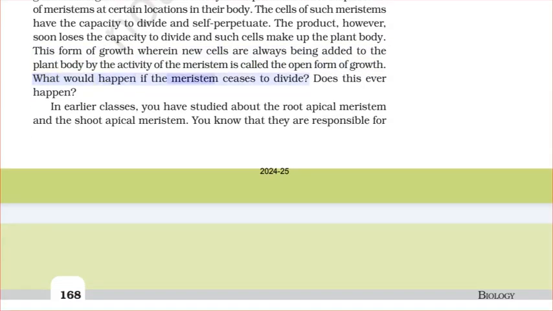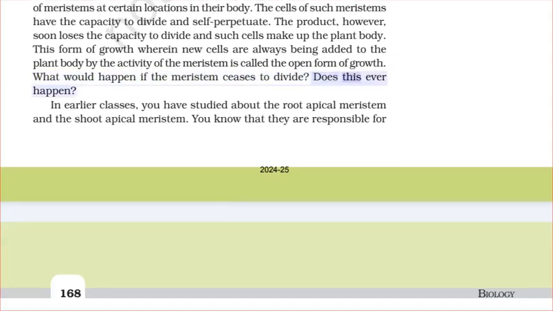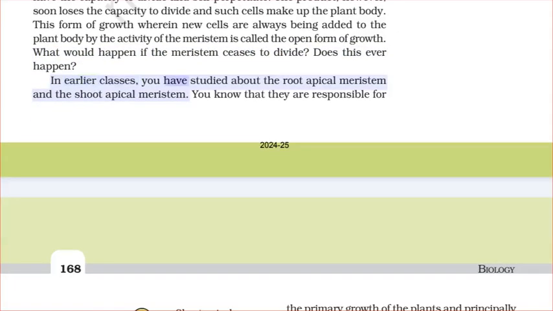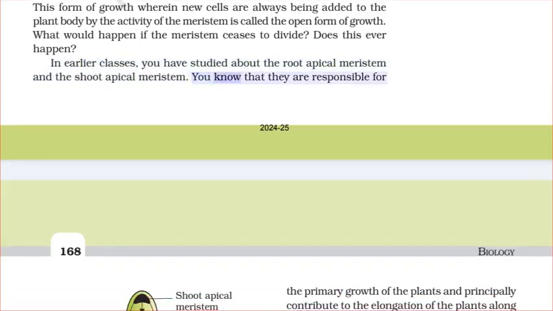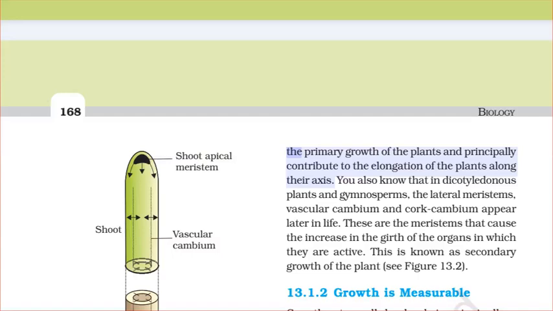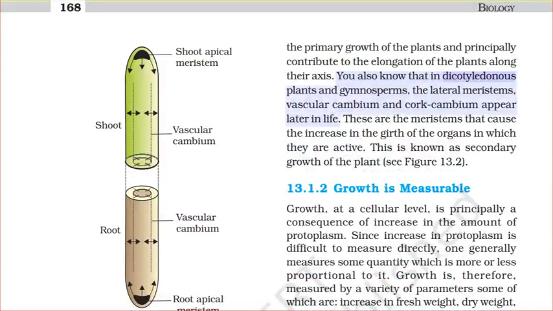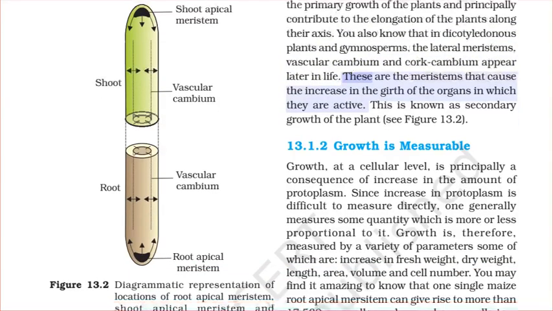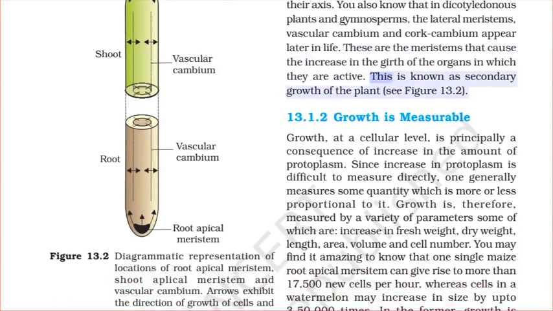What would happen if the meristem ceases to divide? Does this ever happen? In earlier classes, you have studied about the root apical meristem and the shoot apical meristem. You know that they are responsible for the primary growth of the plants and principally contribute to the elongation of the plants along their axis. You also know that in dicotyledonous plants and gymnosperms, the lateral meristems, vascular cambium and cork cambium, appear later in life. These are the meristems that cause the increase in the girth of the organs in which they are active. This is known as secondary growth of the plant. See figure.